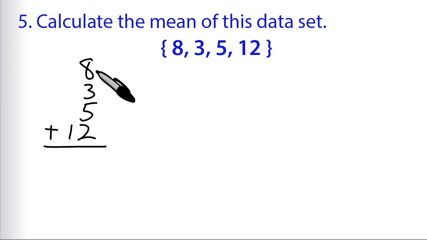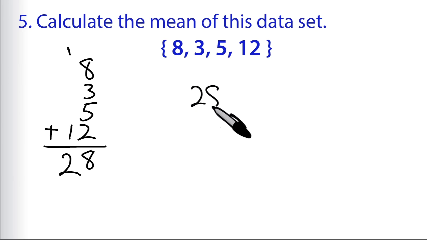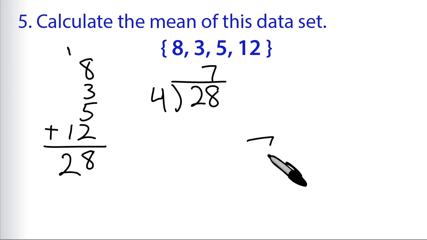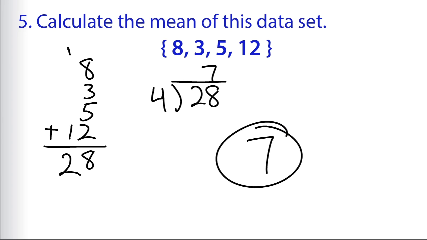So we have 8 plus 3 is 11, 11 plus 5 is 16, 16 plus 12 is 28. So the total of this data set is 28, and we have to divide it by how many members are in the data set. There's 1, 2, 3, 4 members in the data set. So we have 28 divided by 4, and 28 divided by 4 is 7. So the mean of this data set is 7.